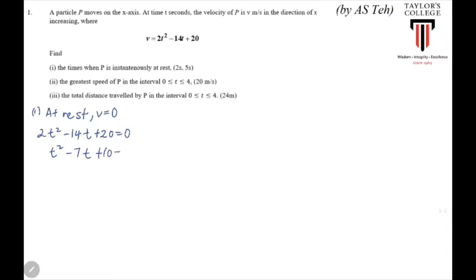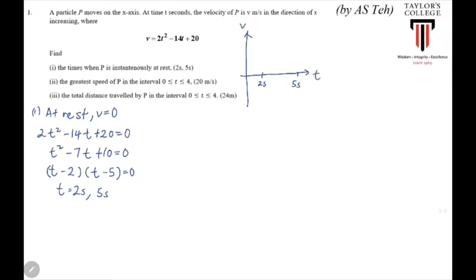Plus 10 equals 0, and so I actually have two roots: one is going to be 2 seconds and the other 5 seconds. So t equals 2 seconds and 5 seconds. What that means is we have a quadratic graph that intersects at t equals 2 seconds and t equals 5 seconds for the graph of velocity versus time. Okay, so we know that it's either going to be a minimum or maximum.